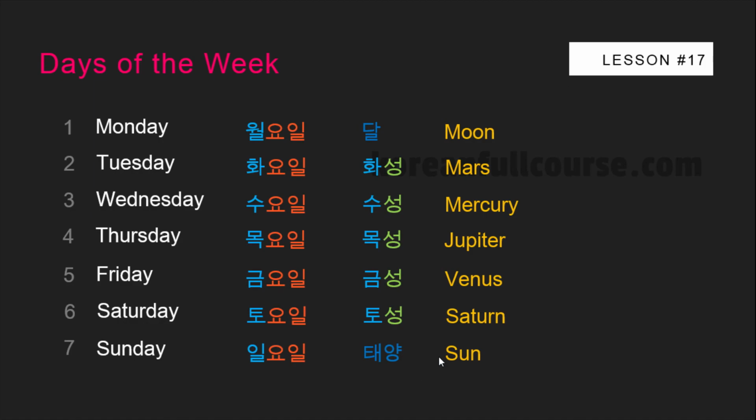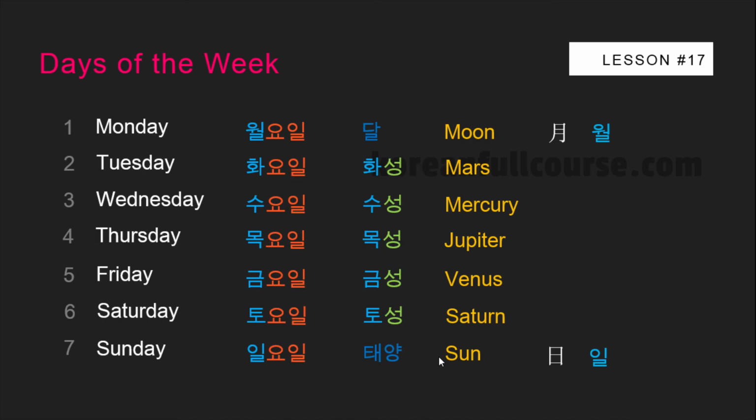The reason why Monday and Sunday have nothing in common with 달 and 태양 is because these 7 syllables have Chinese origin. The Chinese character that represents moon is read as 월 in Korean, and the character that represents sun is read as 일. This is why Monday is 월요일 and Sunday is 일요일.